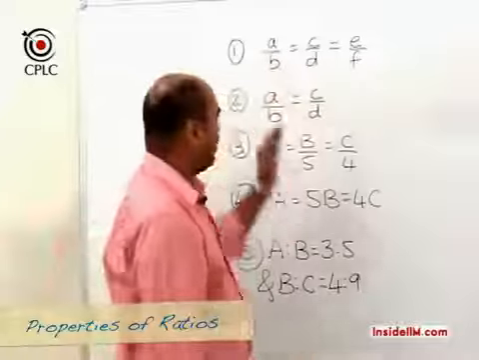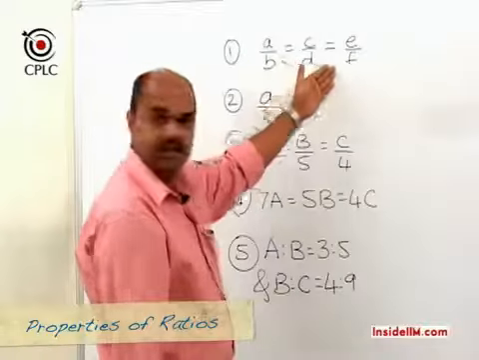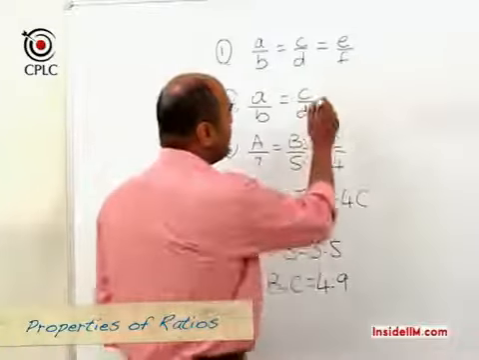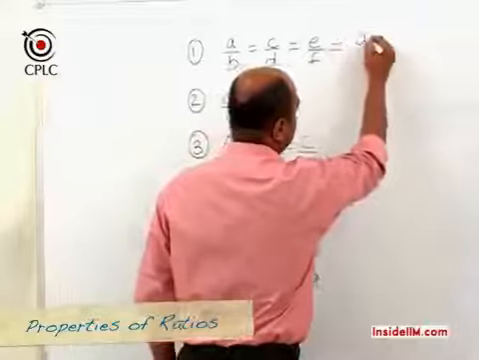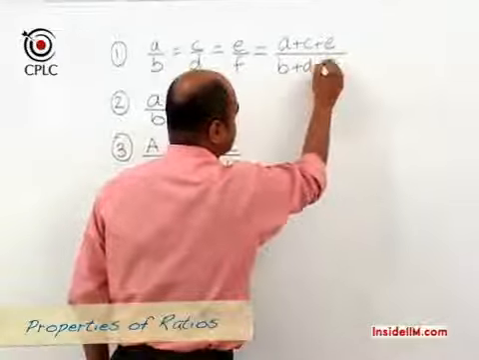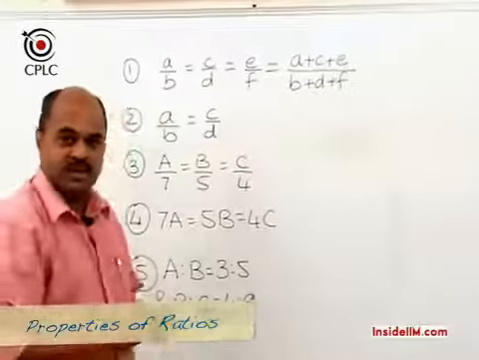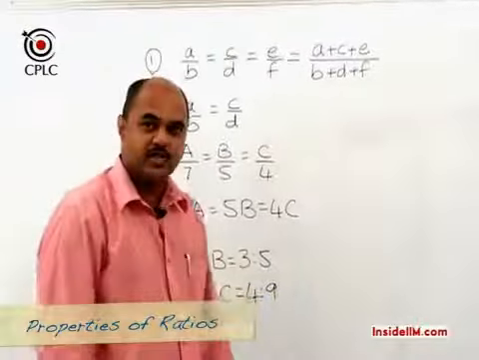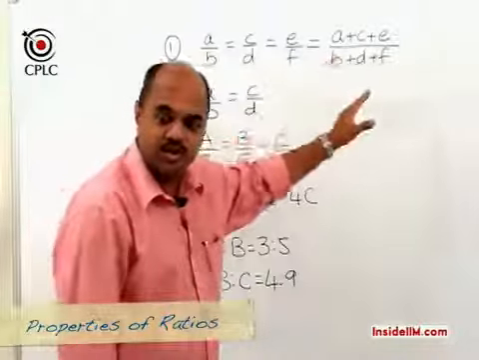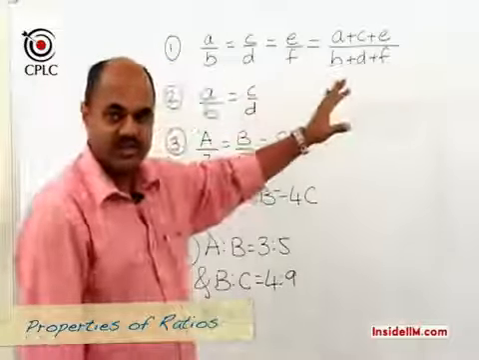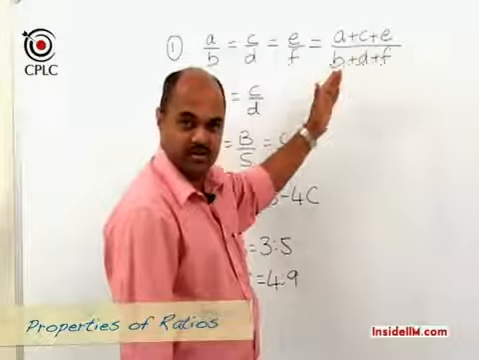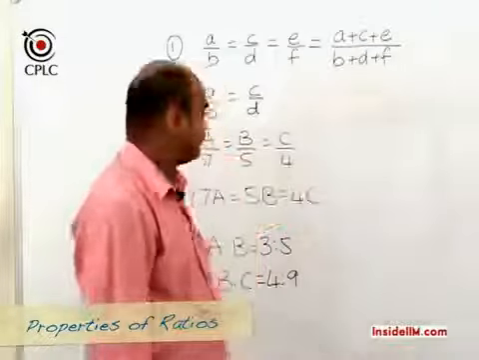If we are given A upon B is equal to C upon D is equal to E upon F, 3 ratios given as equal, then each ratio would be equal to the sum of all the numerators divided by the sum of all the denominators. This is commonly referred to as the property of equal ratios, and this need not be restricted to 3 ratios. You may have any number of ratios as equal, then each ratio would be equal to the sum of all the numerators upon the sum of all the denominators.